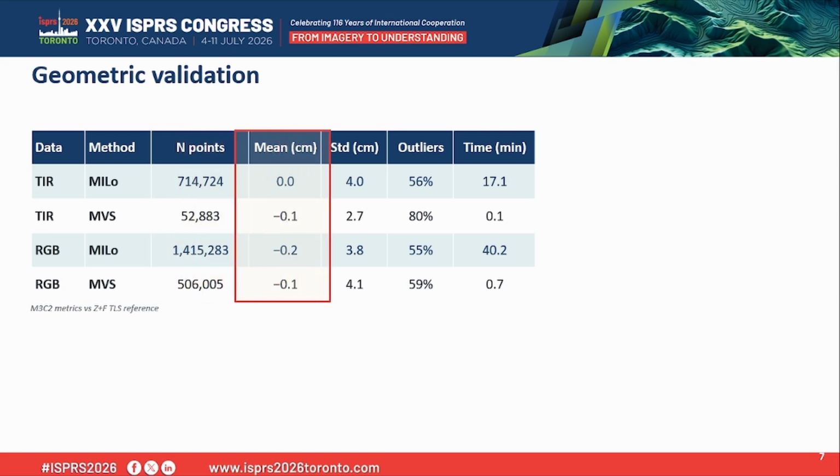The mean is more or less comparable, and the same for the standard deviation. Another interesting metric is the percentage of outliers, which is quite similar for the RGB data of both pipelines, MILo and MVS, but for the thermal imagery it is much higher for MVS, meaning that MVS can produce some reconstruction but with a lot of very high noise.